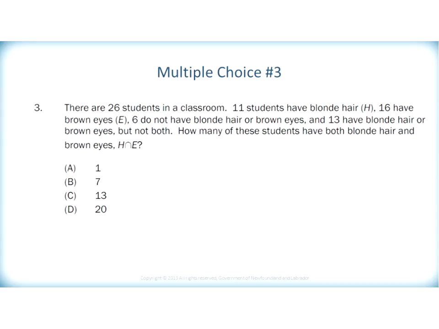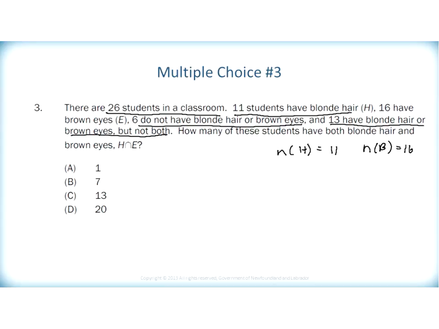Multiple choice number 3, there are 26 students in a classroom, so that's the universal set. 11 students have blonde hair, so the number that have blonde hair is 11. 16 have brown eyes, that means the number of elements that have brown eyes equals 16. 6 do not have blonde hair or brown eyes. 13 have blonde hair or blue eyes, but not both. How many students have both blonde hair and blue eyes? So we're looking for the intersect.